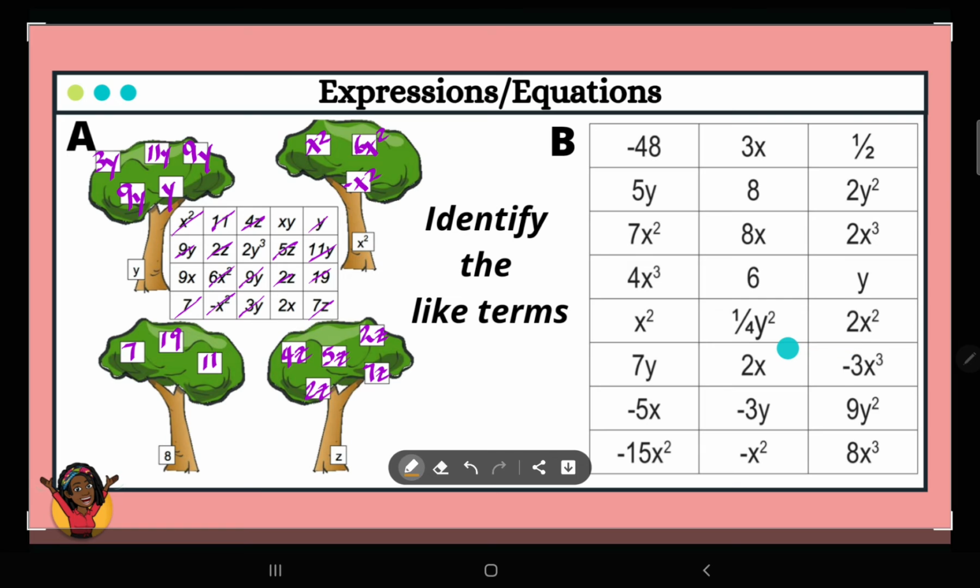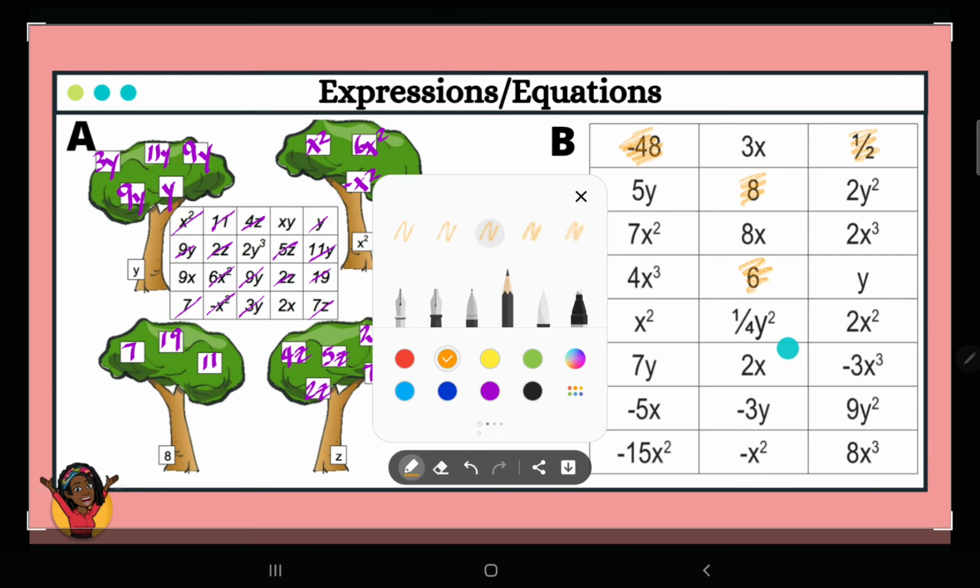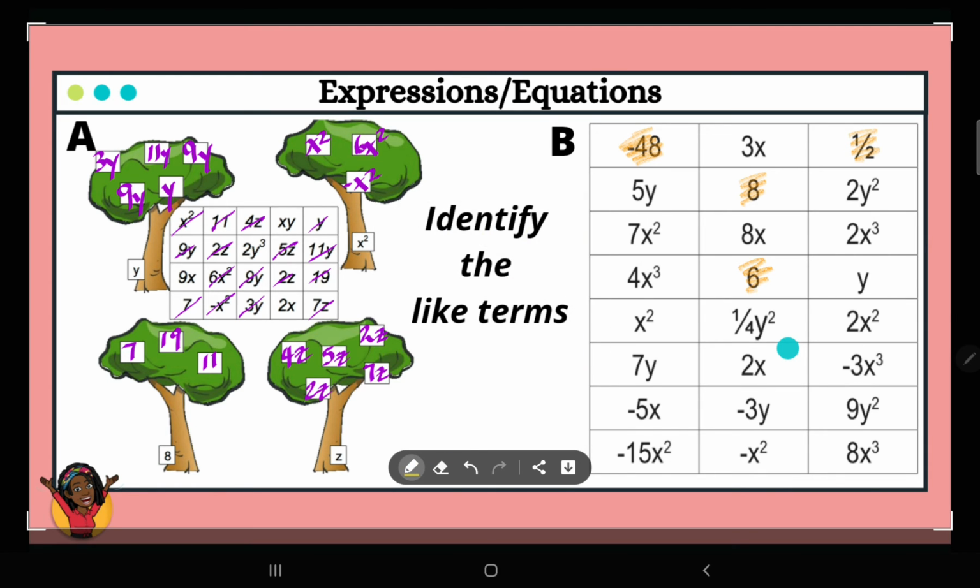All right, so for example B, we're going to shade. So let's start off with our constants. Okay, so negative 48, another one is 8, 1/2, 6. And you can pause and try these on your own and then check to see if your answers match mine. So I think that's it for our constants. So let's go ahead and change our color. And then let's take a look at the y's. So I have 5y, I have 7y, I have negative 3y, positive y. And I think that's it for my y's.